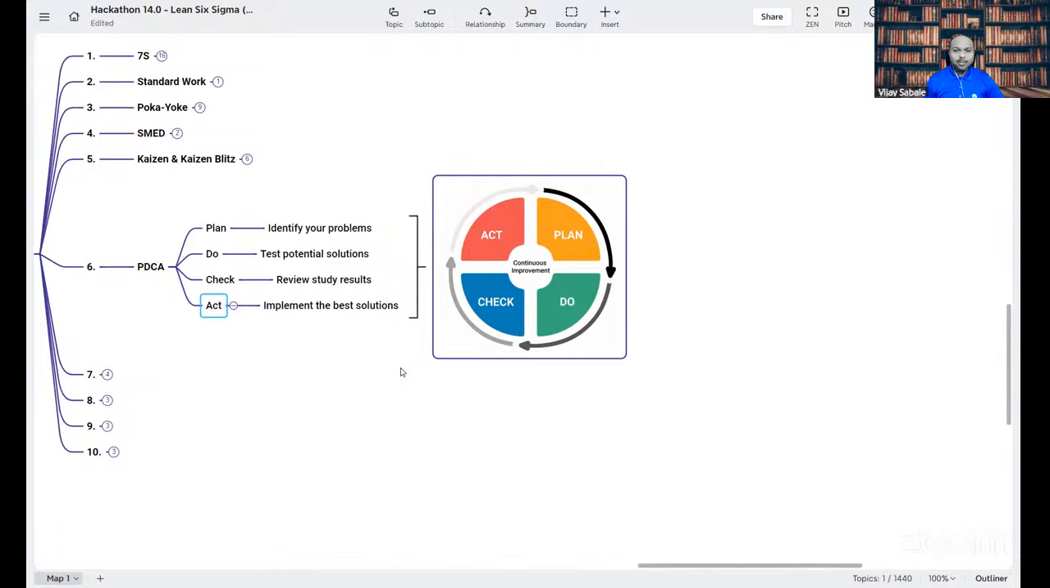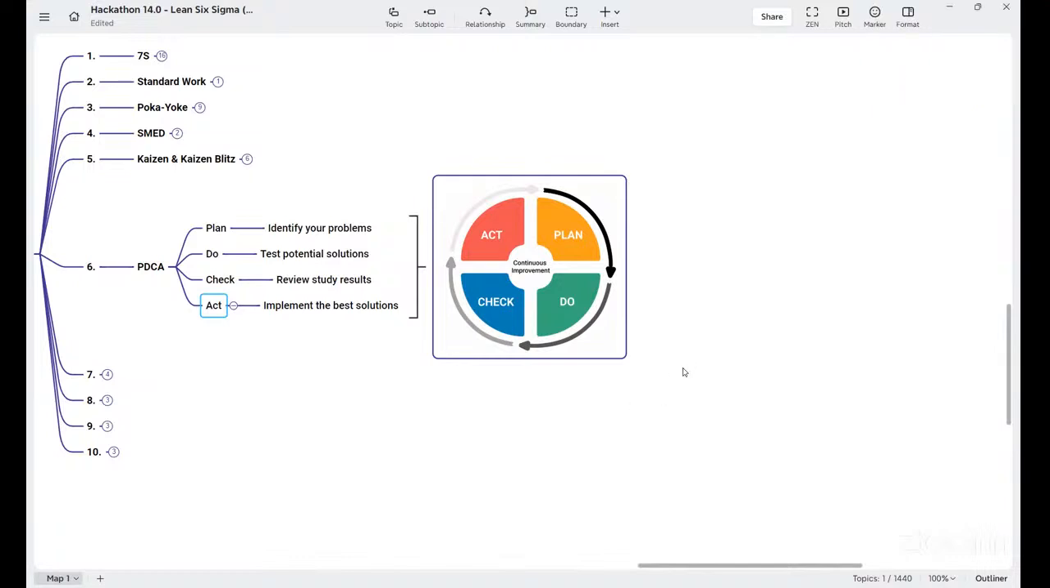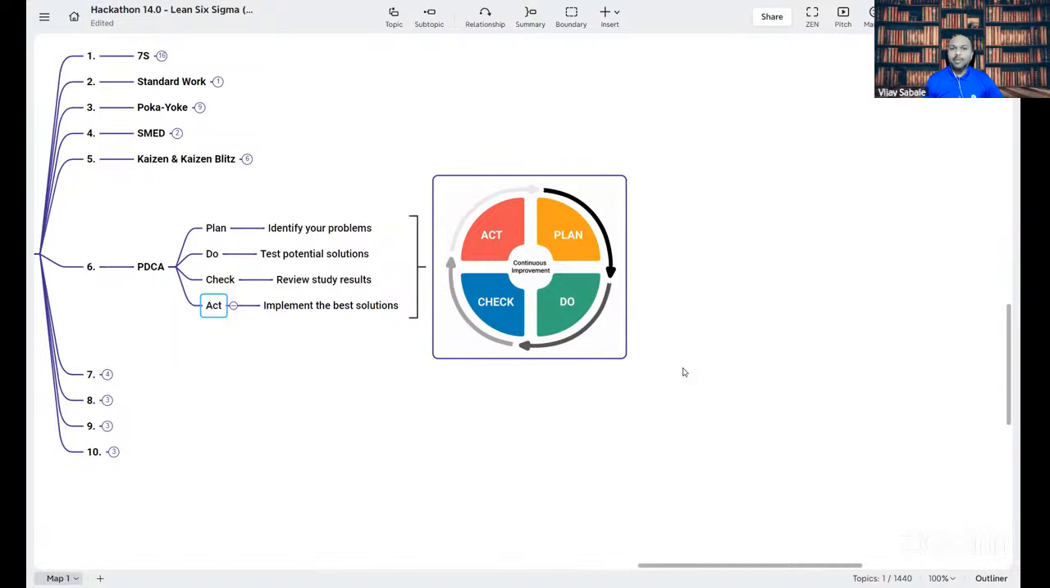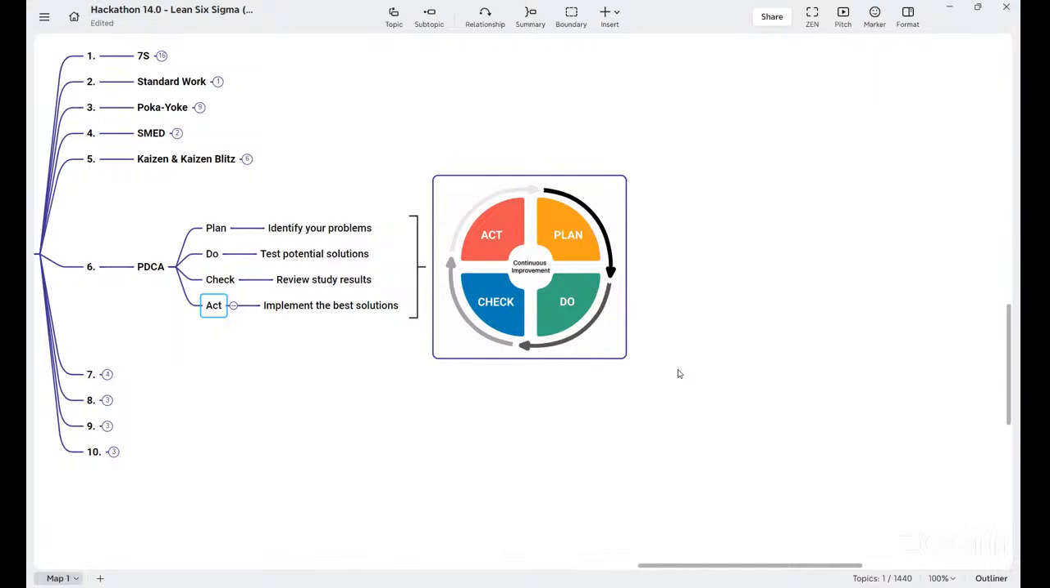Is it clear about the PDCA? We will also see one practical example once I show you the presentations. Yes, sir. Great.